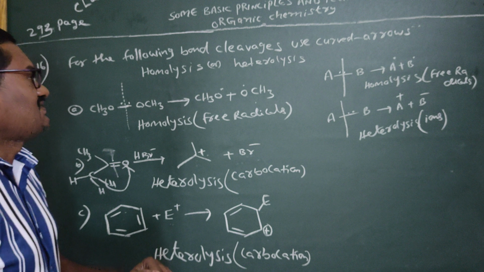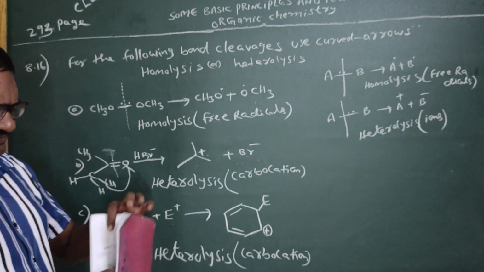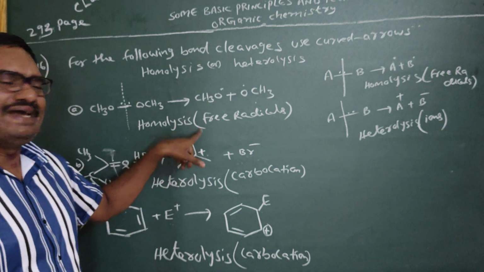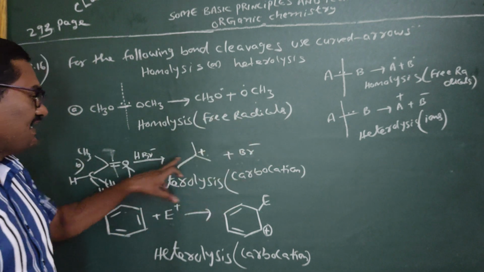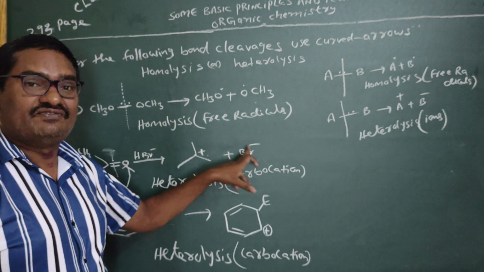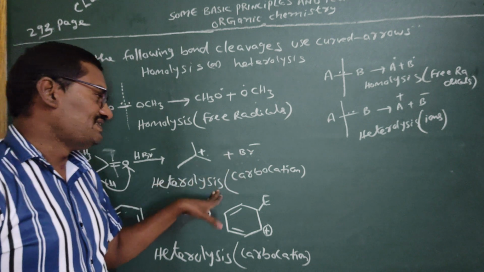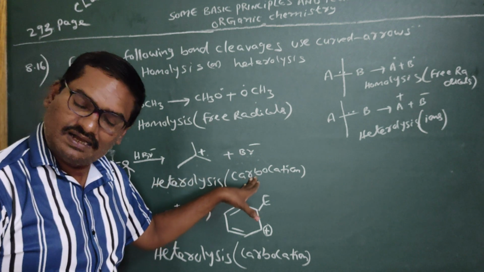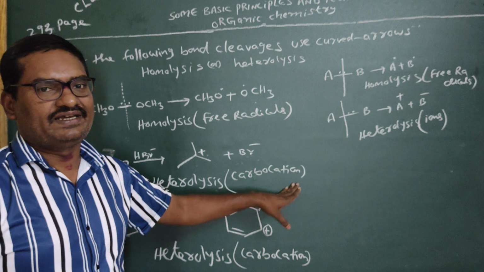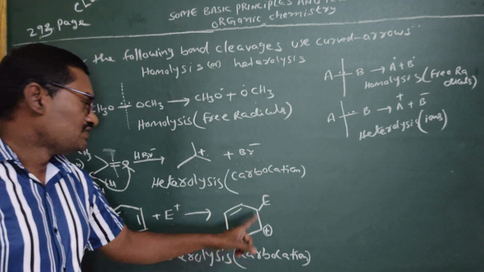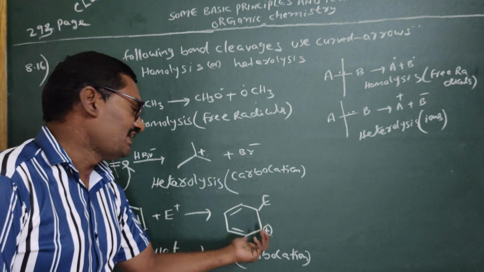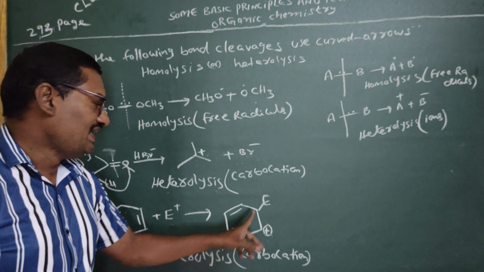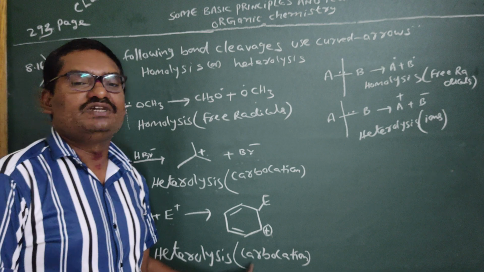So the total answers are: first one, homolysis, and the intermediate compound is a free radical. Again, cation and anion, ions are formed, so it is heterolysis, and the intermediate compound is a carbocation. And finally, the electrophile enters and a cation is formed. Cation means it is heterolysis. The intermediate compound is a carbocation.